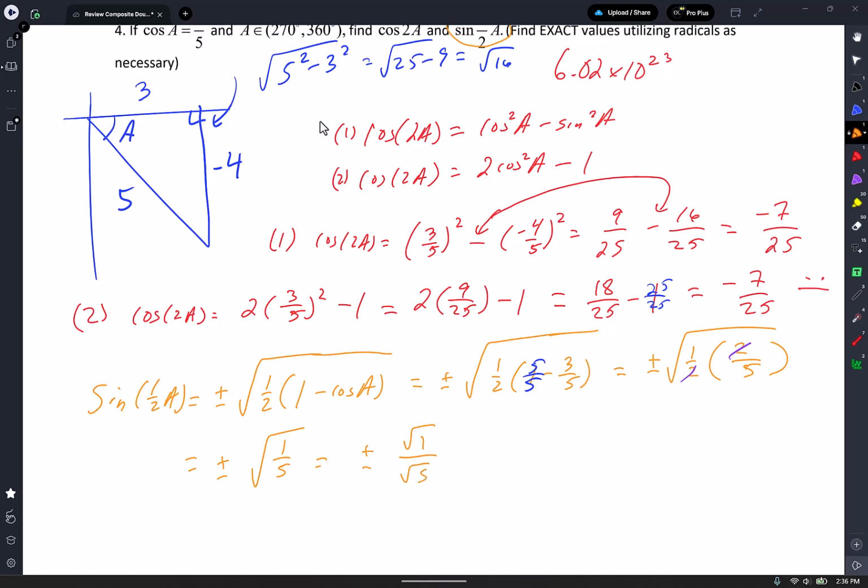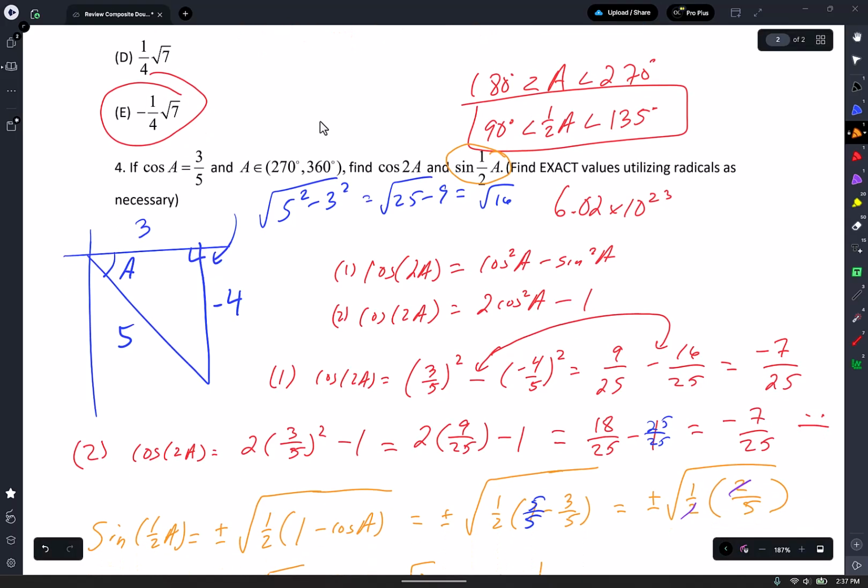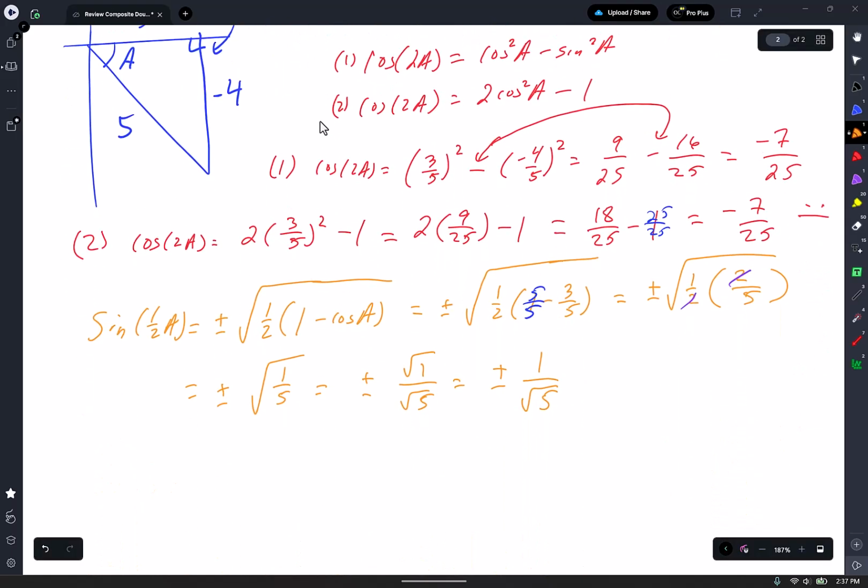Square root of 1 over square root of 5. What's the square root of 1? Plus minus 1 over square root of 5. It doesn't say to rationalize. I can leave it like that. It just says that you got to have radicals. So there it is. All right, positive or negative?